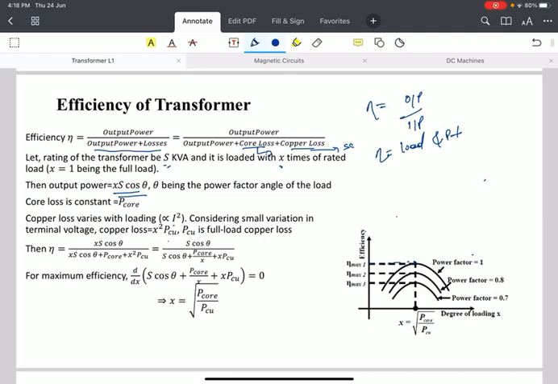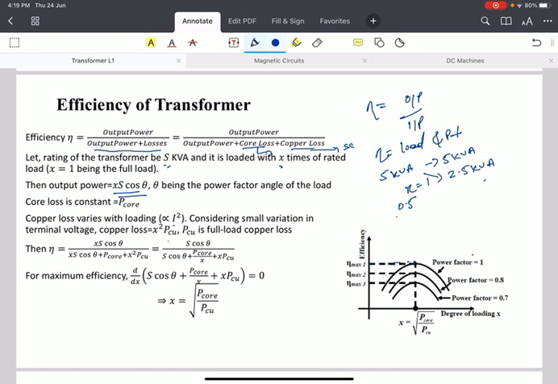Let us say we have a 5 kVA transformer. If we have connected a load of 5 kVA, then X is equal to 1. If you have a 5 kVA transformer and you have connected a load of 2.5 kVA, then X is equal to 0.5. And we know the concept of power factor.